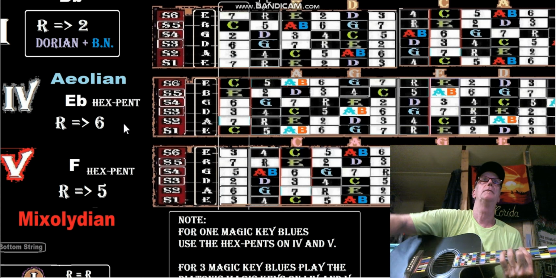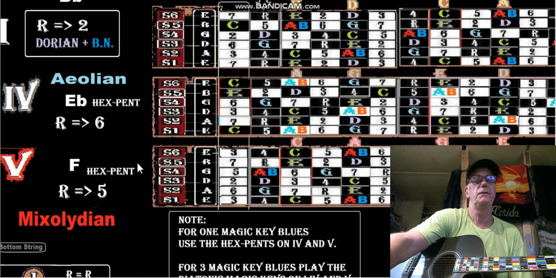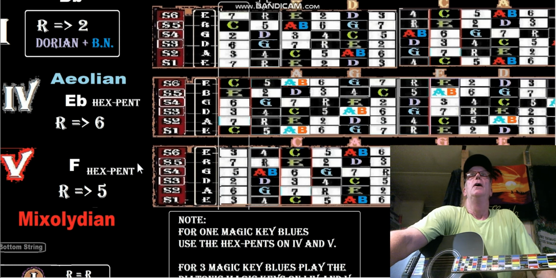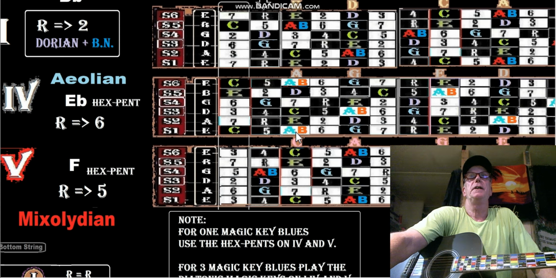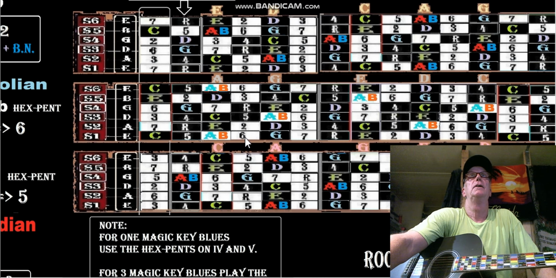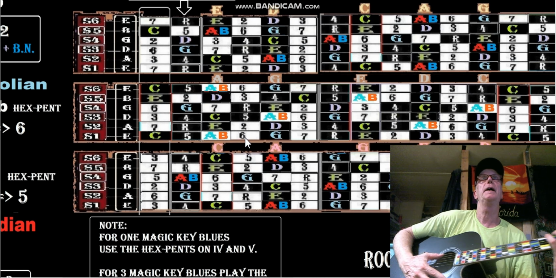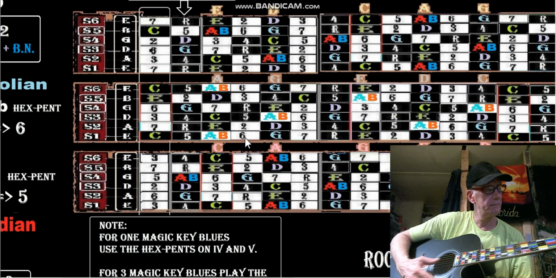And then to the 5th, its 7th is the 5th of the magic key. Okay, so F is the 5th of B flat. So let's look at that. Now it's an anti-blues note, but it's still where it was. So root goes to 6. We're over here, and we're going to play. We're on the 2nd now.